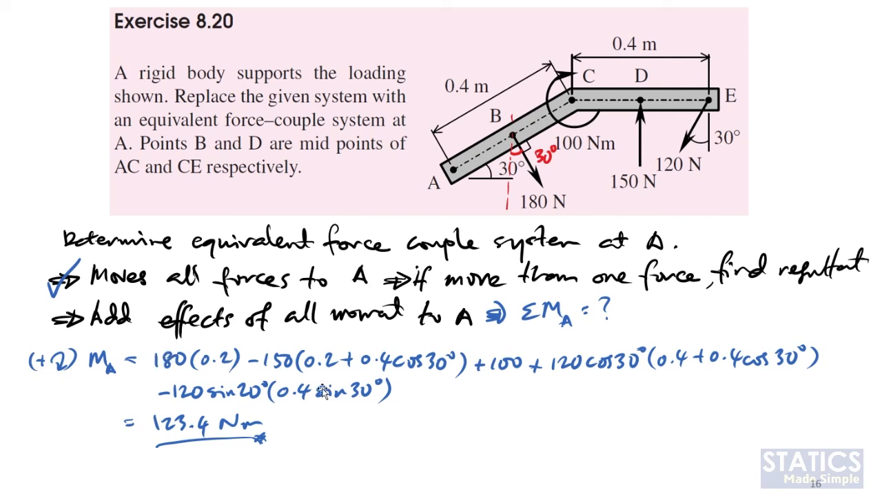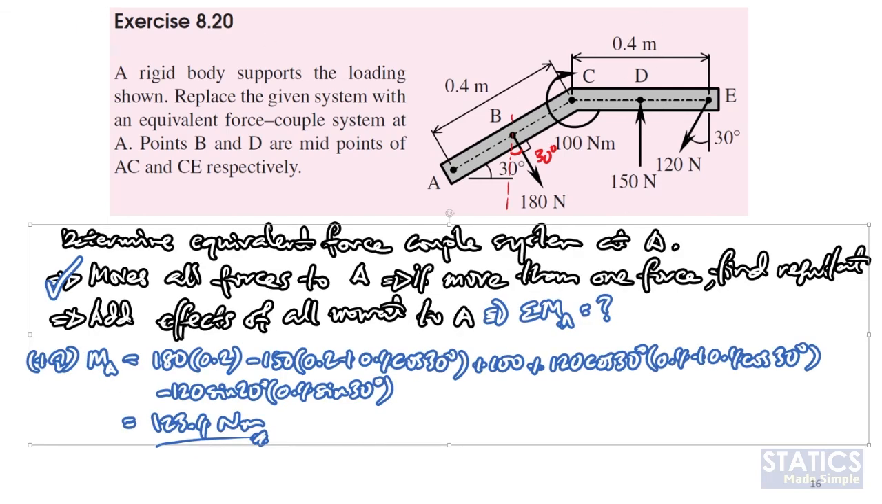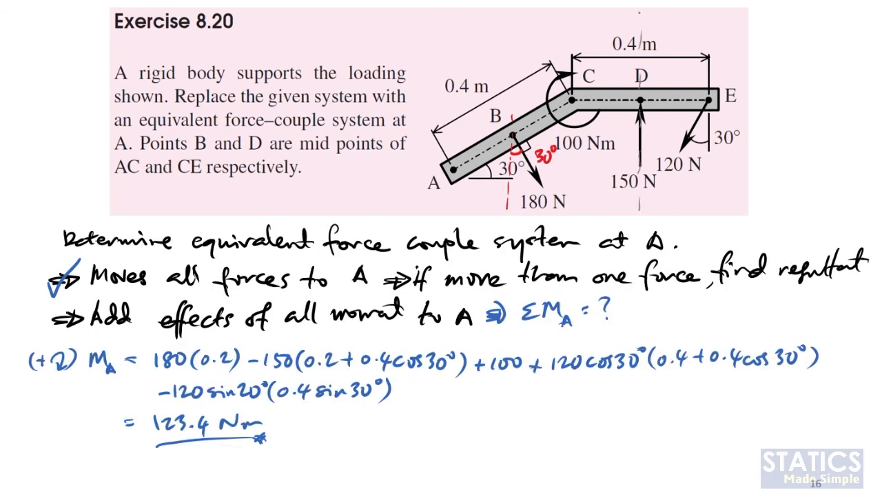And then for 150, this is the line of force. So the perpendicular distance will be this distance, which is 0.2 plus 0.4 cos 30 degrees. So that's what we have here, 0.2 plus 0.4 cos 30 degrees. And then we have this free couple here. Since this free couple is rotating clockwise, you can just add 100 in the equation. It's the same direction as our convention, so plus 100.